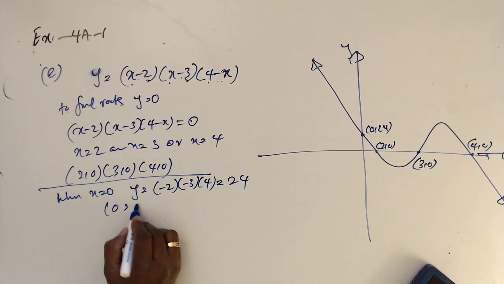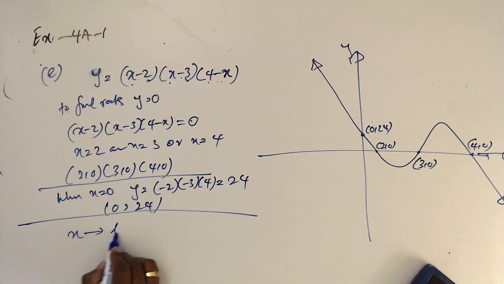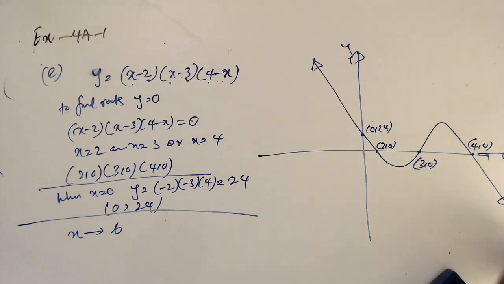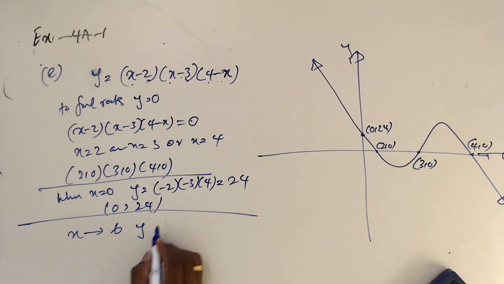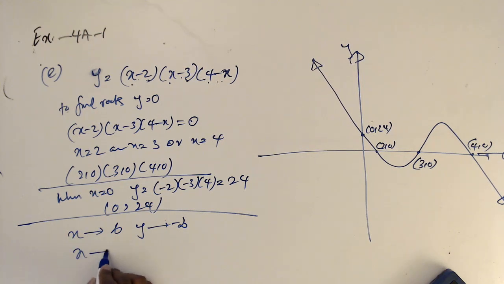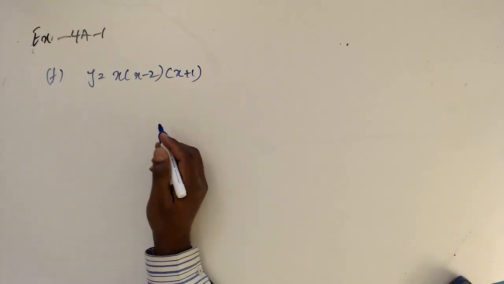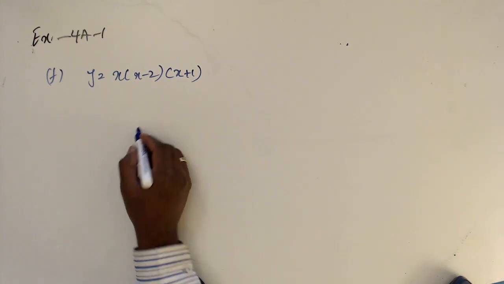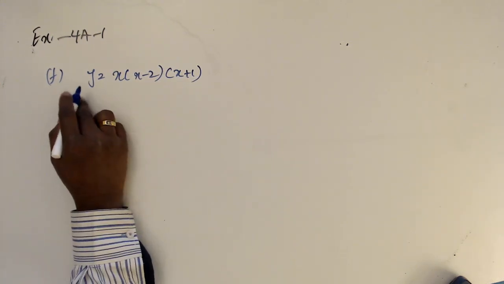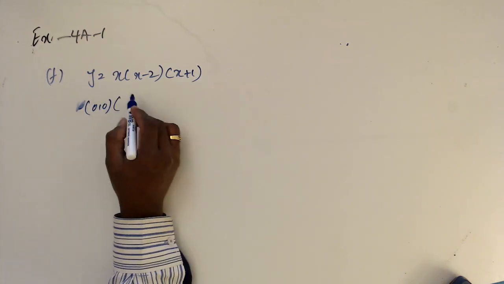So 0, 24. X goes to positive infinity, y goes to negative. X goes to negative infinity, y goes to positive. F. Roots are 0, 0.